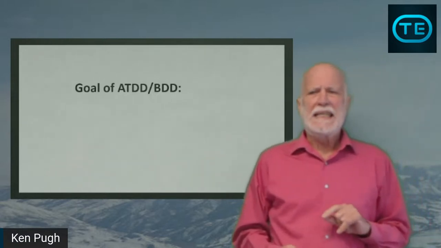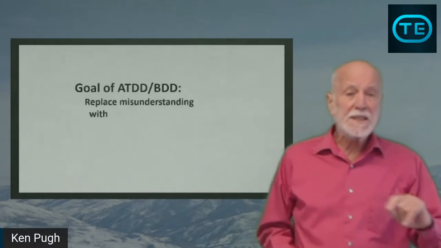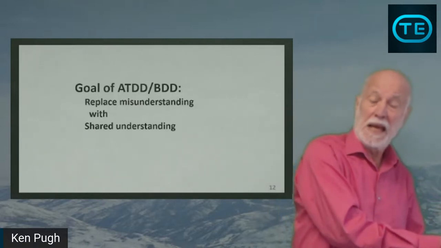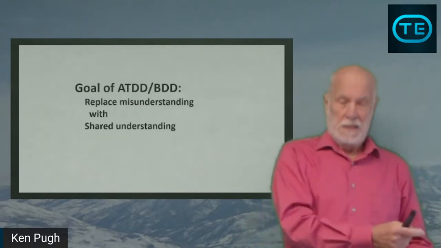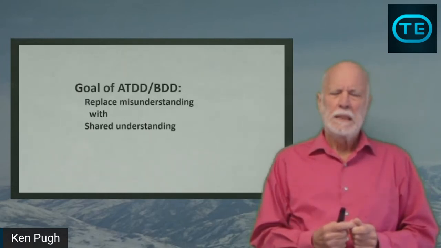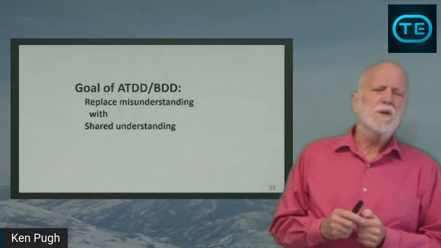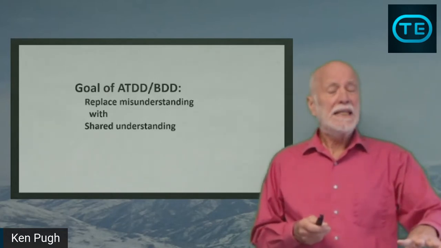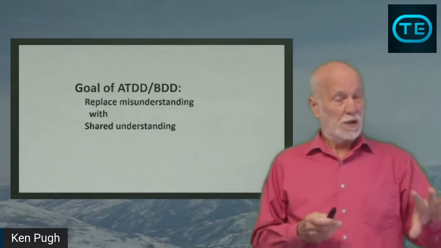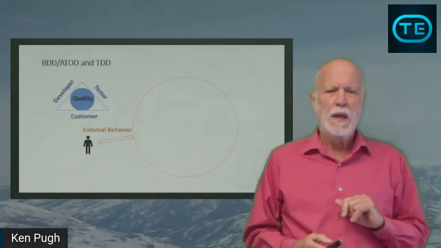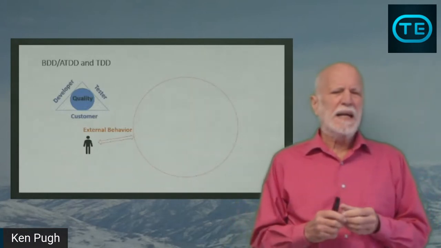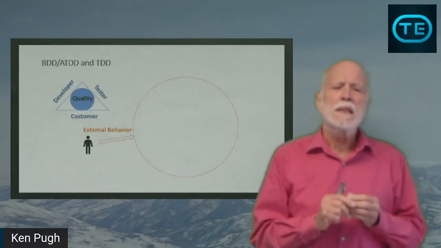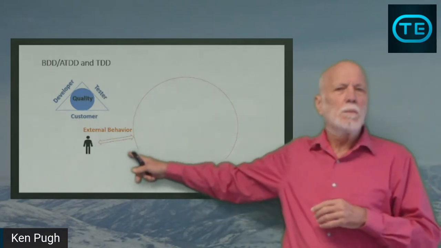So what's the goal of ATDD, BDD? Well, it's to replace misunderstanding with shared understanding. If we have shared understanding of what the behavior should be, then the developers implement that desired behavior. One of the most common complaints I've heard from developers is unclear requirements. And as we'll see, BDD and ATDD scenarios can give the most clear requirements that you can have. So let's look at the 2 perspectives here. In BDD and ATDD, we have our triad over here, the developer, tester, and customer that are defining the external behavior of our system.